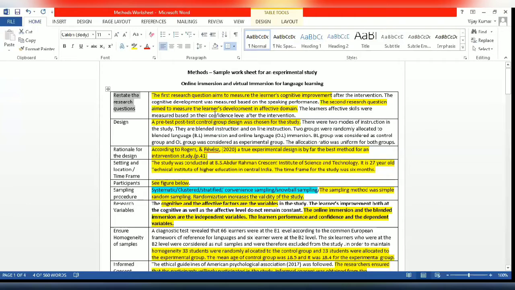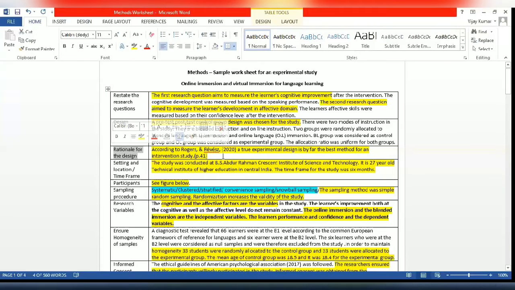Secondly, mention the design. So what is the design you have used? I have stated a pre-test post-test design. A pre-test post-test control group design was chosen for this study. After mentioning my design, I have provided a rationale as to why I chose that particular design.